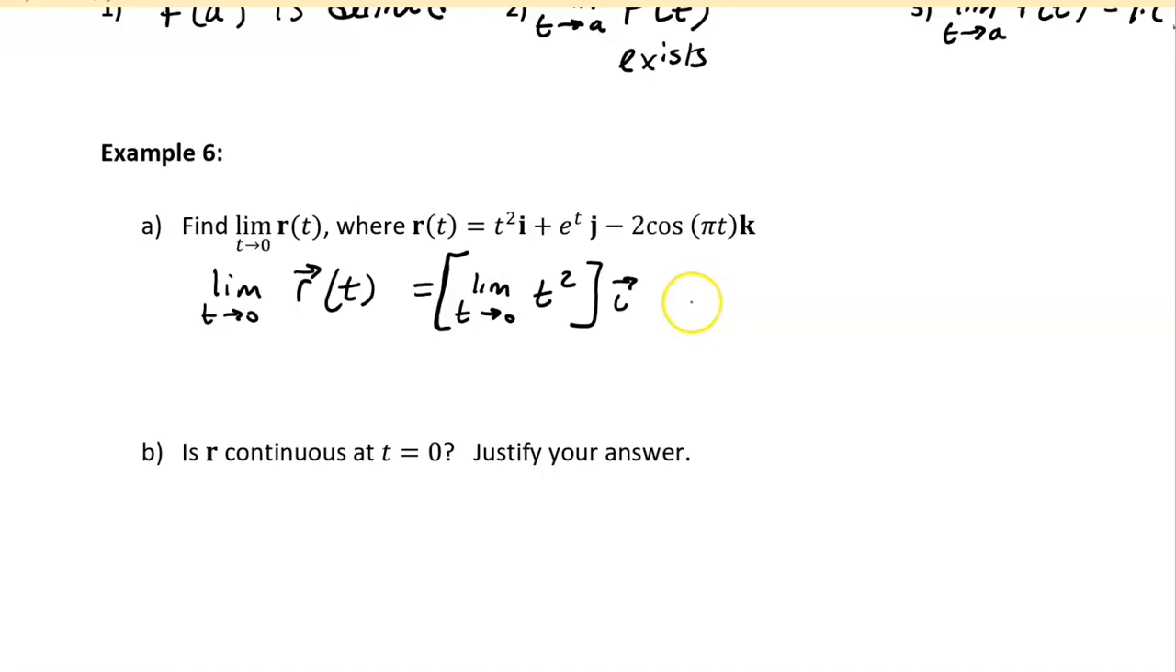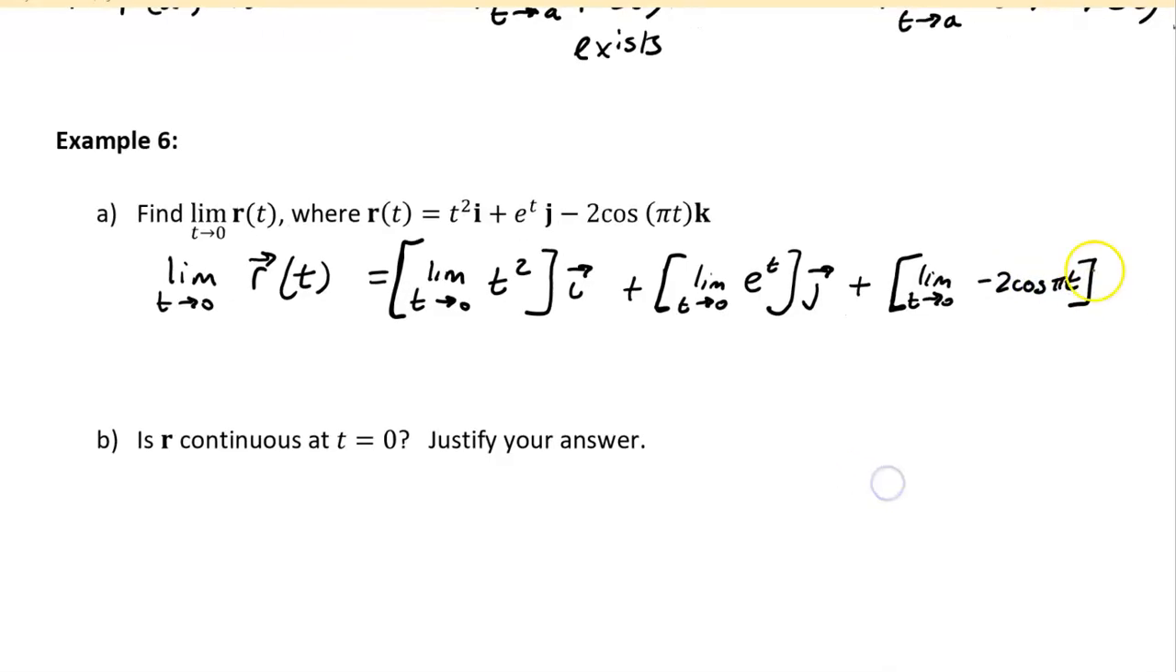i plus the limit as t approaches 0 of e to the t j plus, I guess I could do minus whatever, the limit as t approaches 0 of negative 2 cosine of pi t k. So I'm just going to plug in the limit value into all of those because it doesn't look like we get any indeterminate forms.